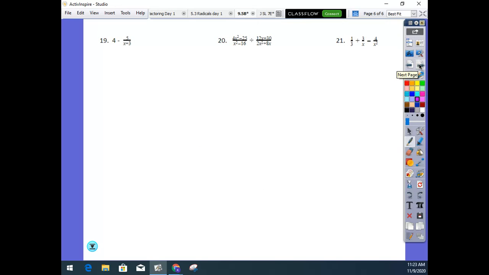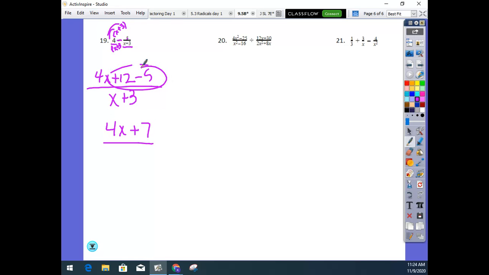Last 3. So this is a subtraction problem, so we need a common denominator. This is just over 1. So that means I can multiply anything I want. Since this side has an x plus 3, I'm just going to multiply top and bottom by x plus 3. If I distribute the 4, 4x plus 12 minus 5 all over my common denominator of x plus 3. Combine like terms, 12 minus 5 is 7 over my common denominator of x plus 3.